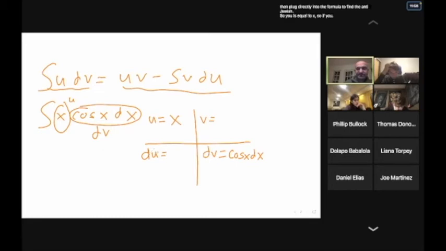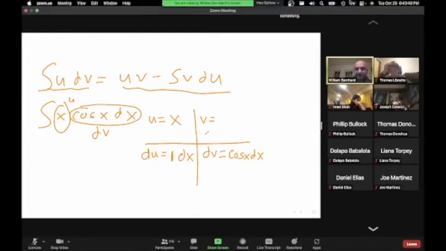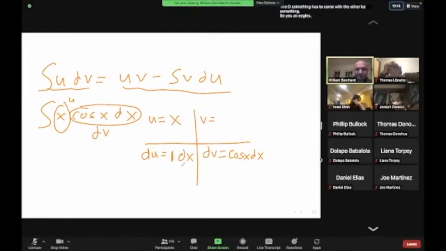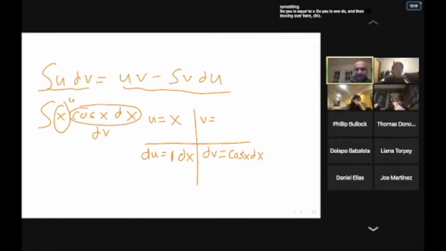So du is just the derivative, 1, but du has to match with a dx. Differentials have to come with differentials. The d something has to come with the other d something. So u is equal to x, du is 1 dx. And then moving over here, dv is equal to cosine x.